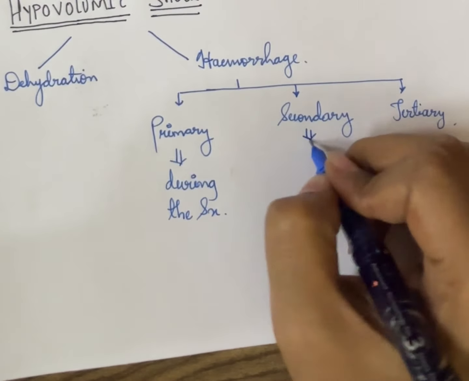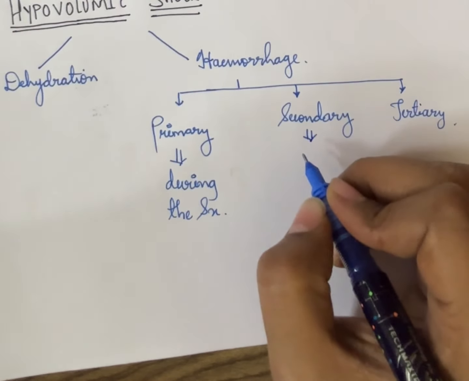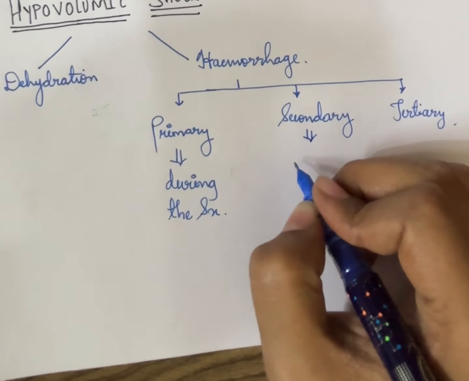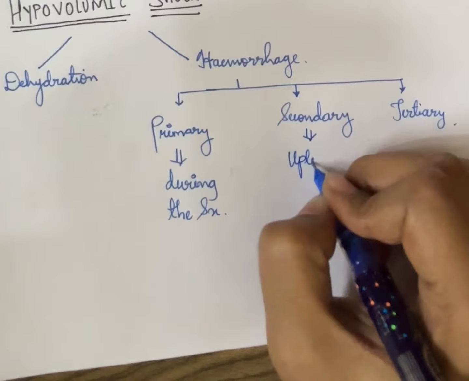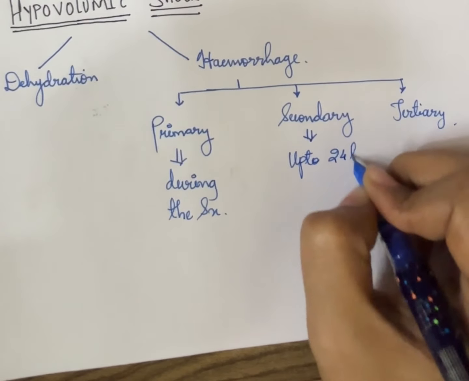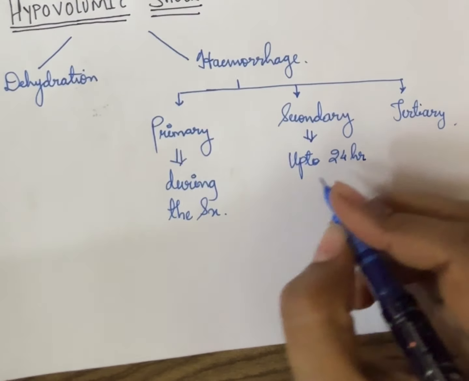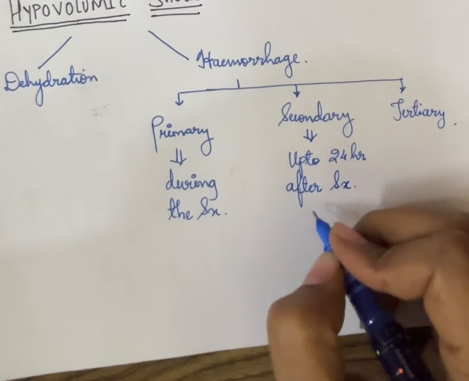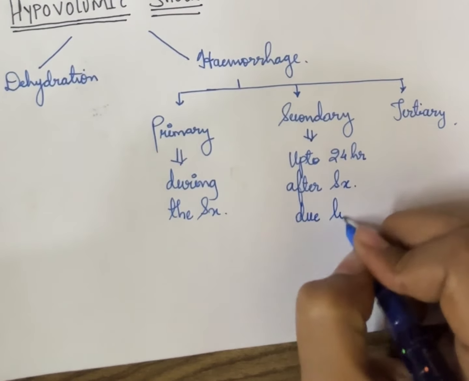Secondary hemorrhage is the hemorrhage which occurs up to 24 hours after surgery due to hypertensive state. So it is up to 24 hours. If hemorrhage occurs after surgery, then that is secondary hemorrhage, and it occurs due to hypertensive state.